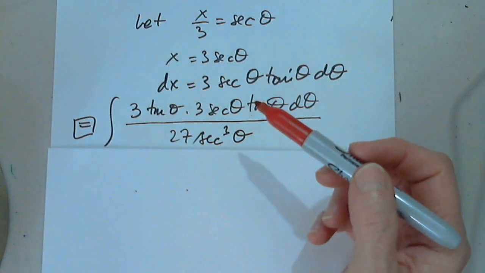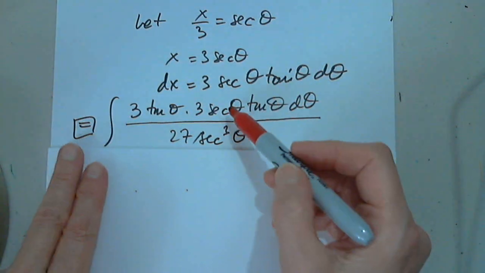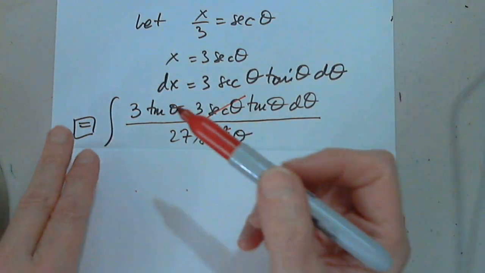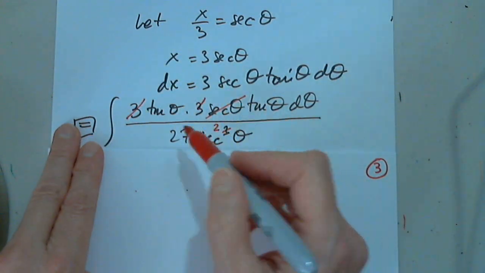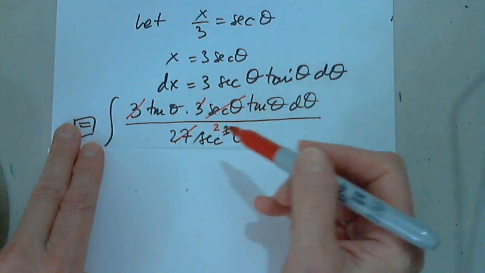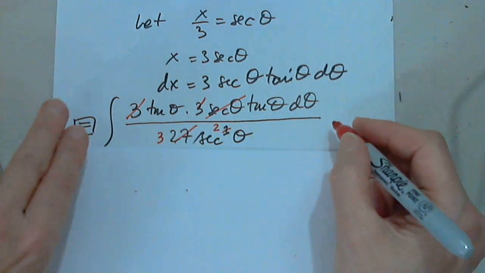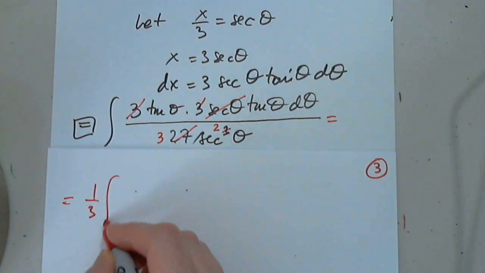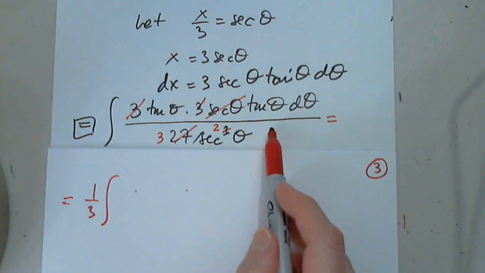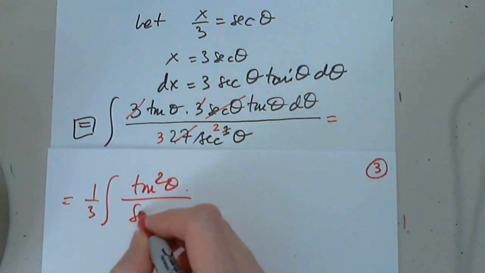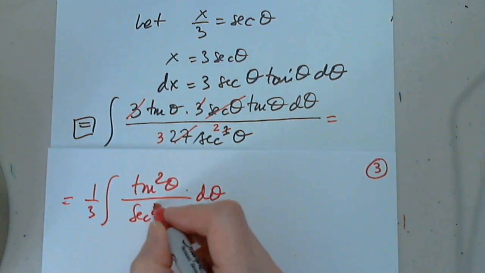So let's see what we can simplify here. I am going to simplify a secant theta with a secant theta from the denominator. I'm going to multiply now 3 times 3 is 9, so 27 divided by 9 is 3. Now I have 1/3 in front, and the integral of tangent squared divided by secant squared, of course, d theta.